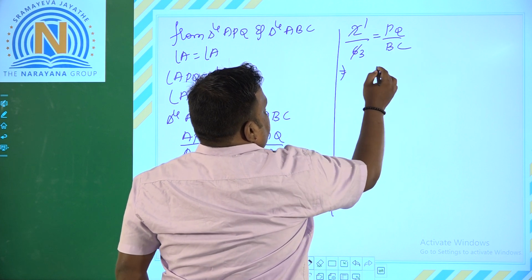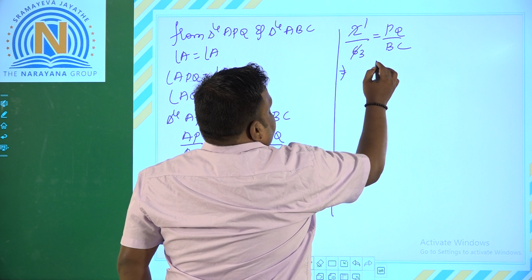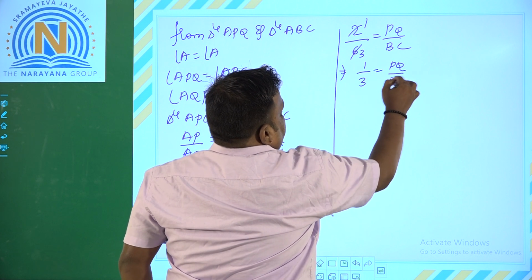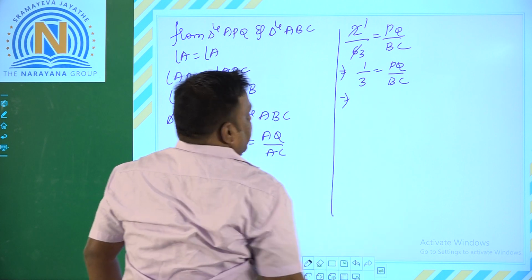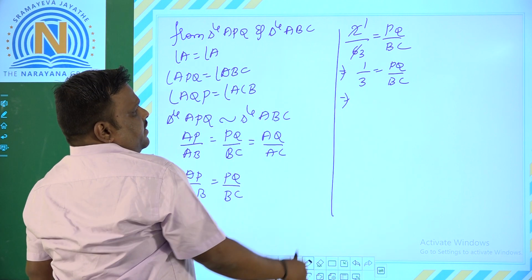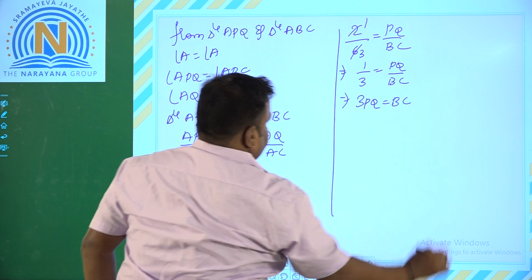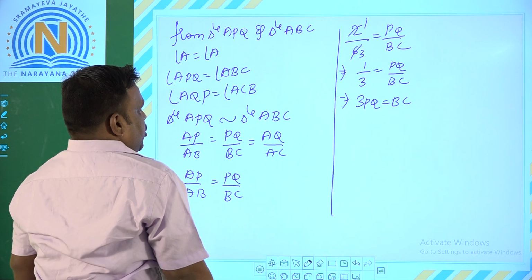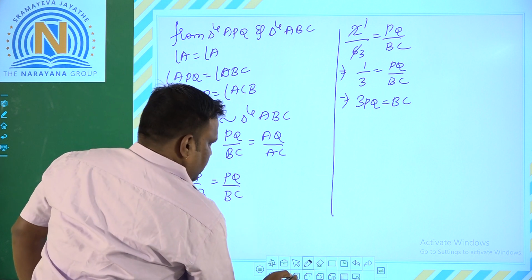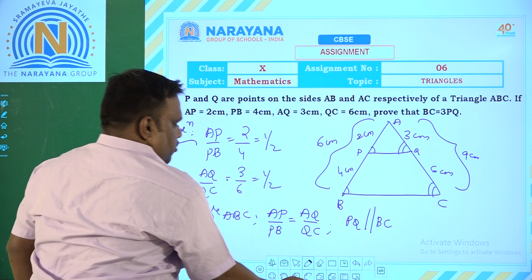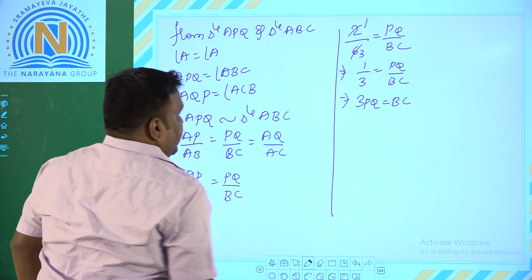So I am left with 1 by 3 is equal to PQ by BC. On cross multiplication, I will be left with 3PQ is equal to BC. Right? 3PQ is equal to BC. That is what you have to prove. Now let us come to the next question.